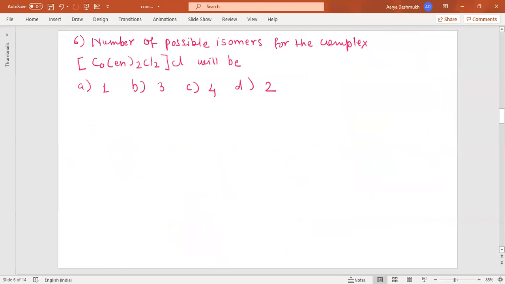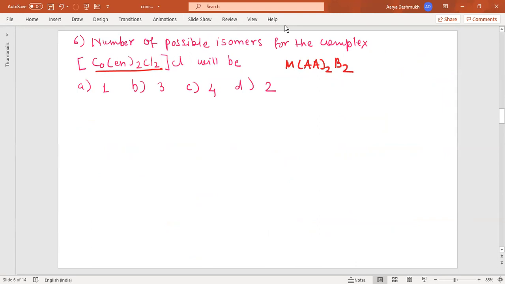Now the next: the number of possible isomers for the complex [Co(en)2Cl2]Cl. Now we don't have to think about whatever is there on the outer side of the coordination sphere. Now just find out the type of the complex for this one. This you can easily find out: M(AA)2B2. So earlier it was M(AA)B2C2. Remember.